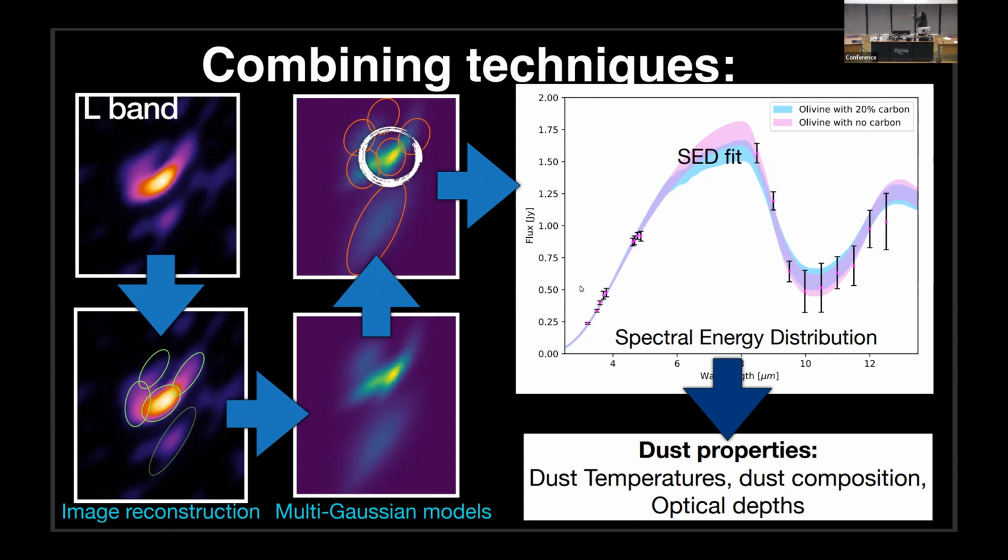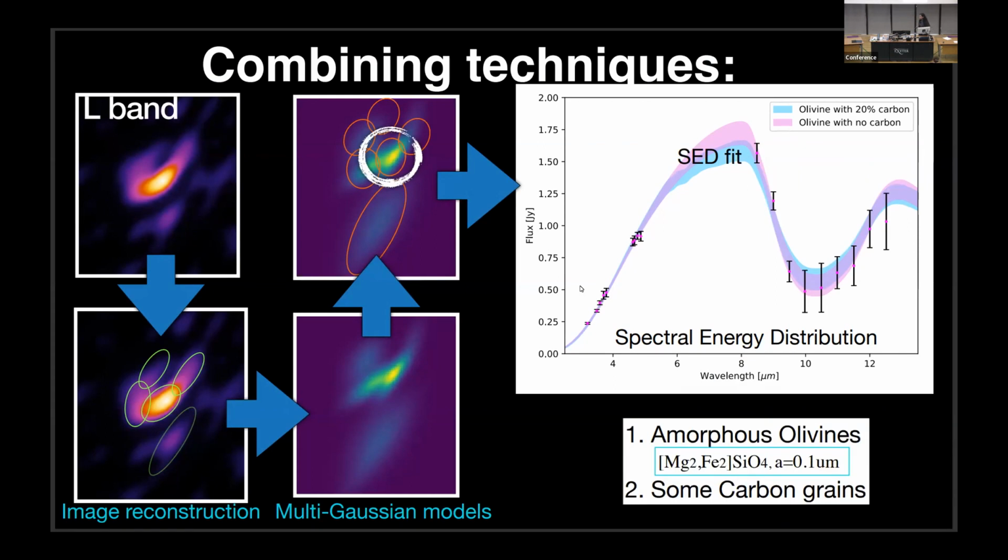So now when we have the SED, we can actually learn about the dust properties, the dust temperatures, the dust composition, and optical depths. So we did this, we tried different kinds of dust. Our main result is that we needed amorphous olivines with sizes of 0.1 microns. And actually, we found that we might need some carbon grains. We tried with ISM dust, with iron, with pyroxenes, with many things. And this was something that was giving us a good fit.